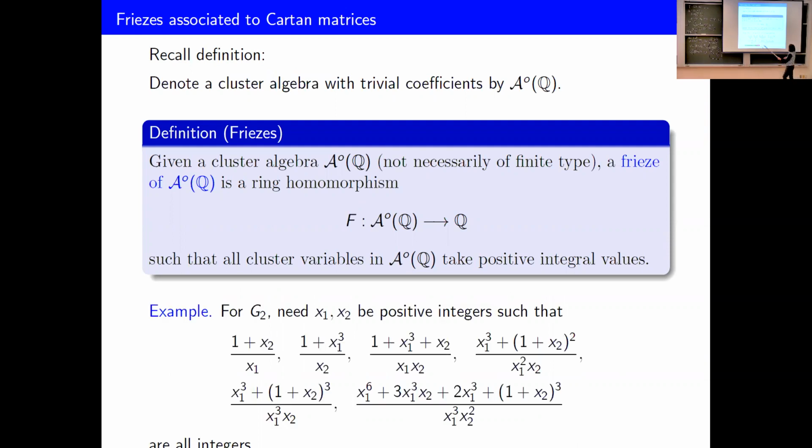In particular, for G2, if you want to get a frieze, you need two positive integers such that all of these have to be positive integers as well. It's not clear at all that you even have a solution other than 1, 1. The answer is that you have 9 solutions.